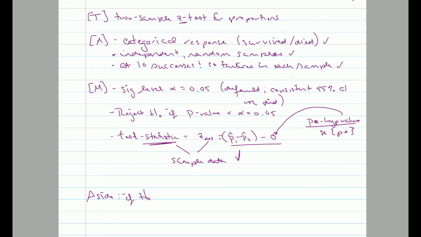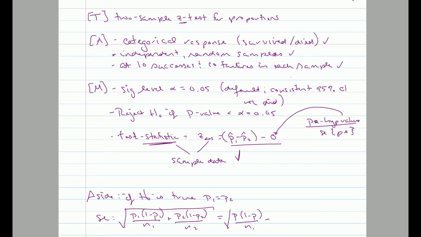If the null hypothesis is true, then P1 really does equal P2, and then the standard error would be the square root of P1(1 - P1)/N1 plus P2(1 - P2)/N2. And if that's the case, that P1 equals P2, well, then this would just be P(1 - P)/N1 plus P(1 - P)/N2, because these are all the same if the null is true.